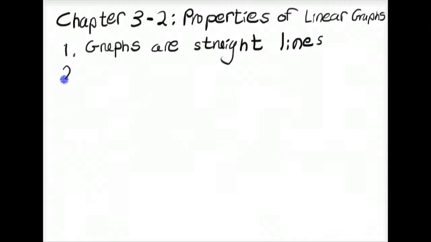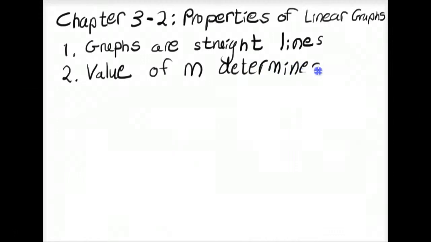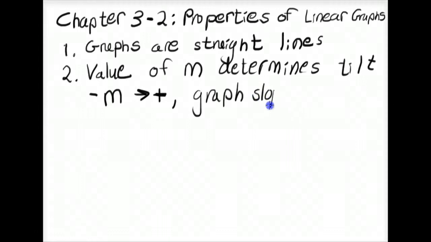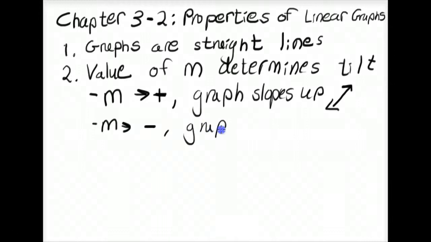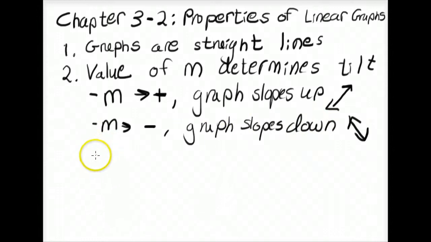Now, the second thing you should notice is that the value of m, or the slope, determines how tilted the graph is going to be. Basically, as m gets bigger and becomes positive, the graph slopes up, which means it's more tilted. So it would look something more like that. Whereas if m becomes more negative, the graph tilts down. So it would look something like that. And also, if m is 0, then it is a constant function, meaning it's a horizontal line.